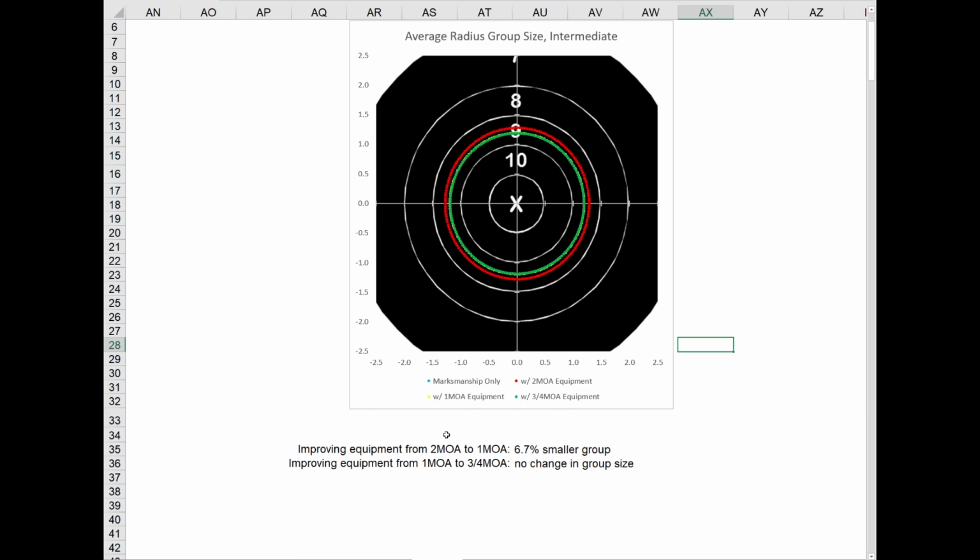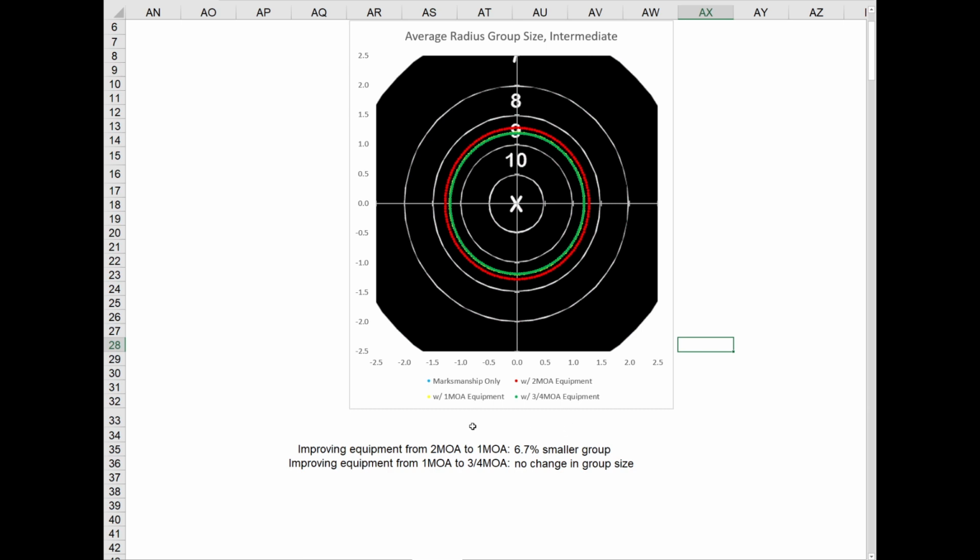And then just like before, I looked at what happens when you take that 2 minute of angle equipment and improve it to 1 minute of angle. And what we get is the yellow circle, which is kind of in here. That's a 6.7% smaller group. So when we go from 2 minute of angle to 1 minute of angle equipment with this same shooter, their group size shrinks by 6.7%. And this is kind of a number, like what does that really mean? Well, you can see that on target. It goes from, say, just larger than a mid-ring 9 to maybe just smaller than a mid-ring 9.